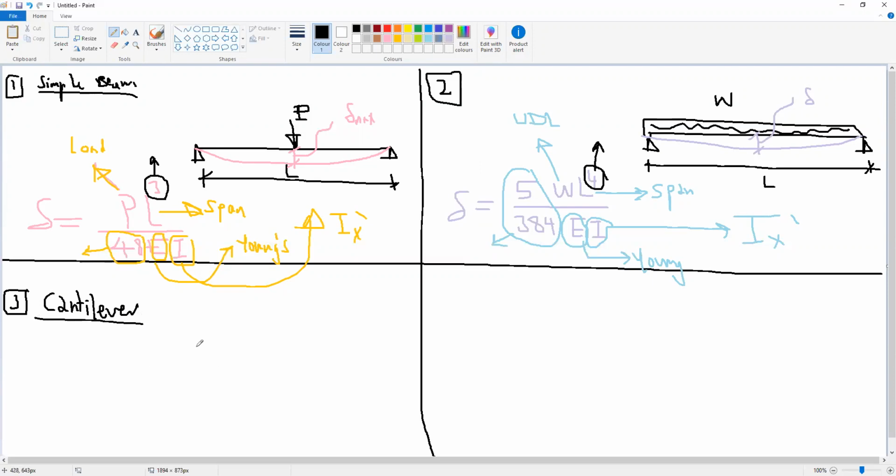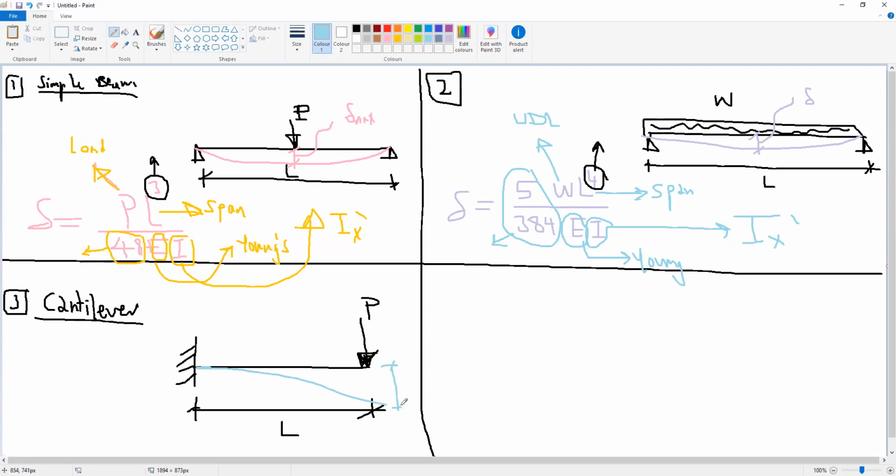Cantilever beam means a beam fixed from one end and free from the other end. If we have a fixed-free beam with span L and a concentrated load P at the free edge, the deflected shape will be something like this. The maximum deflection delta will be at the free edge because it is not supported by anything, so it will drop.